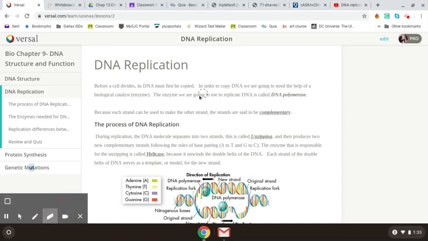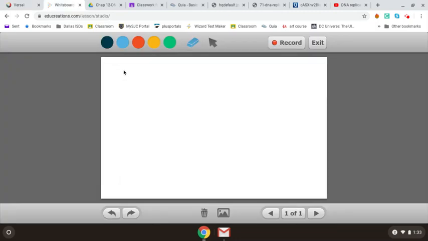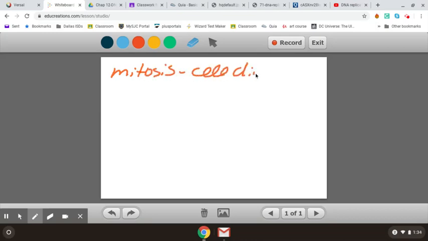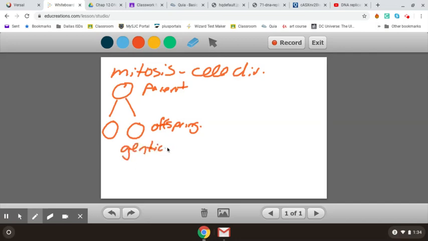Let me go up to my whiteboard. What mitosis is, is cell division. One cell will create a clone of itself and then split itself into two. We call this the parent, and we call this the offspring. These two offspring are genetically identical to the parent.